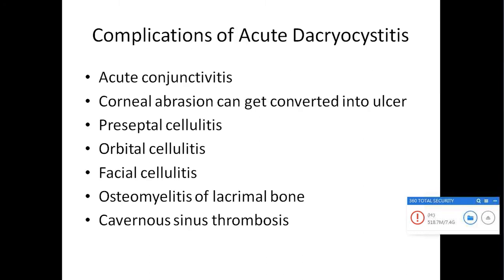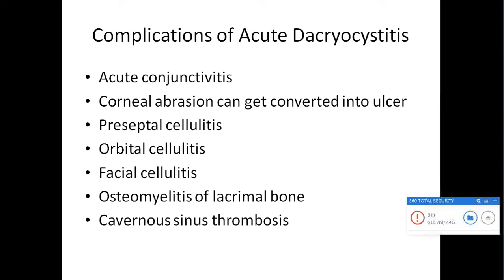What are the complications of acute dacryocystitis? Acute conjunctivitis can occur because the medial part of the conjunctiva is in connection with the sac. Infected secretion from the sac will come out onto the bulbar conjunctiva medially, and the patient can have acute conjunctivitis. Normally, whenever we go out, we get minute abrasions on the cornea which heal. If there is a lurking infection in the sac, the abrasion of the cornea gets converted into a corneal ulcer. So a complication of acute dacryocystitis is corneal ulcer.